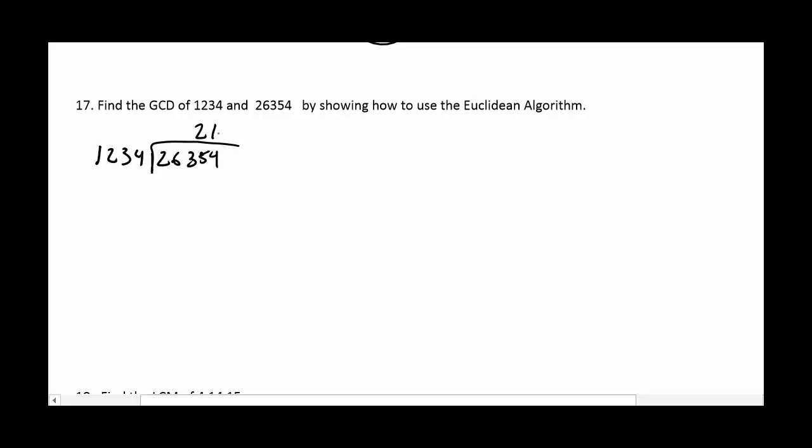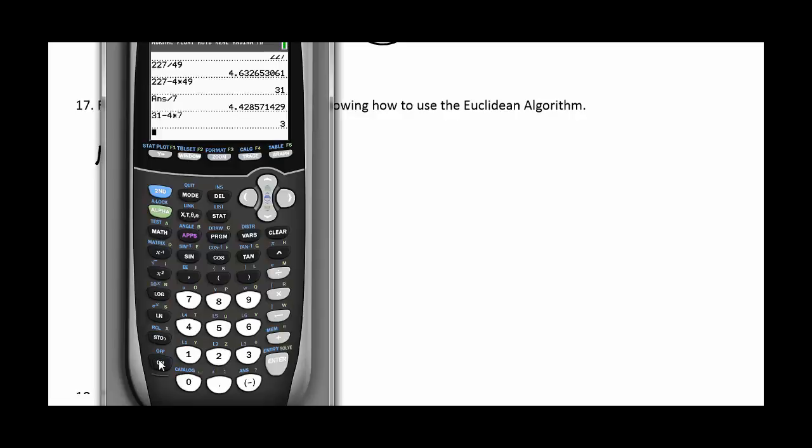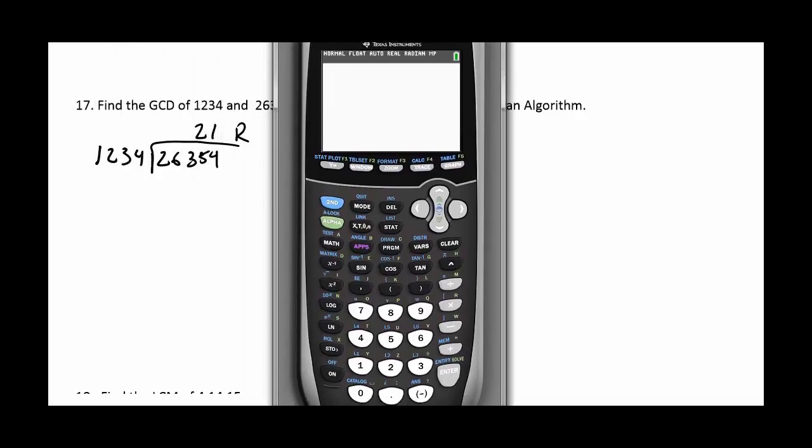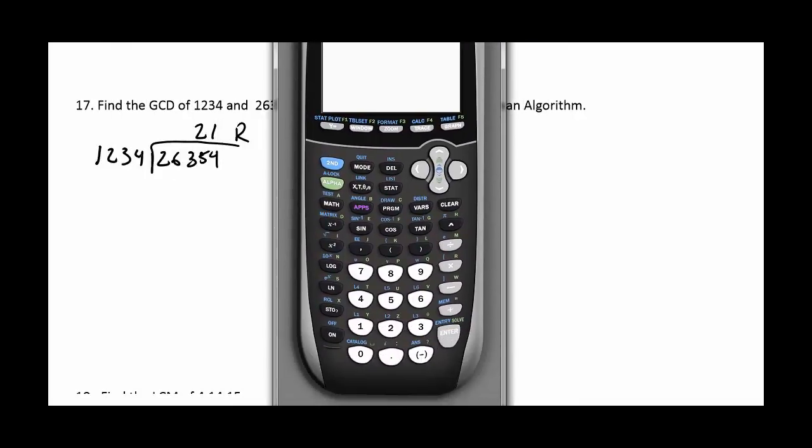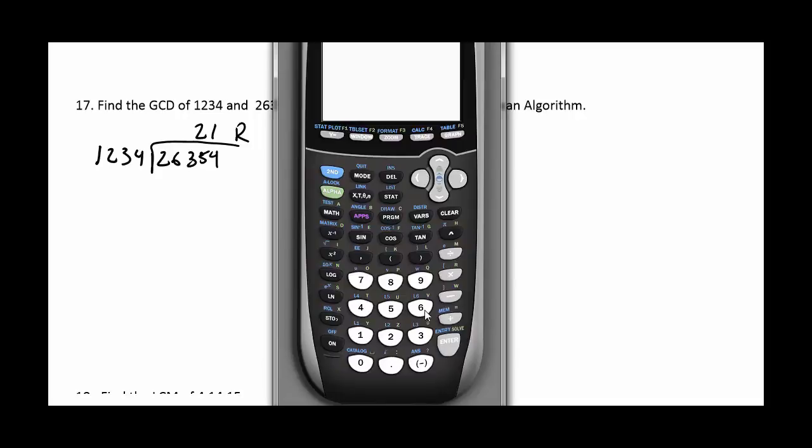Alright, so I get that it goes in there 21 times with a remainder, and so that's where I want to show that. Okay, so this is where I want to take 26,354 minus 1,234 times 21. Alright, and that gives me a remainder of 440.